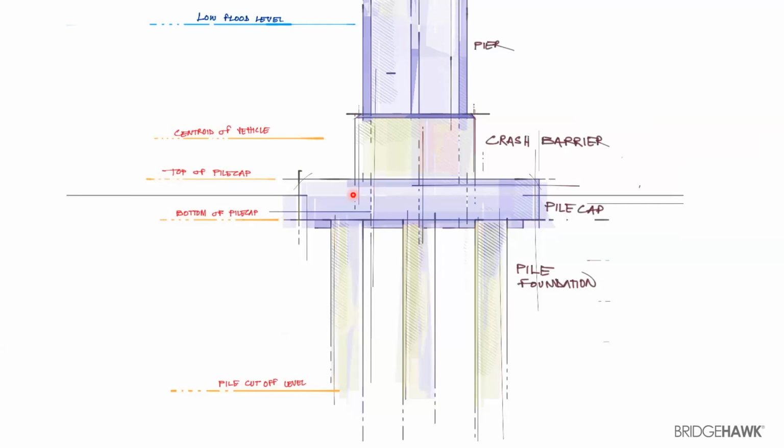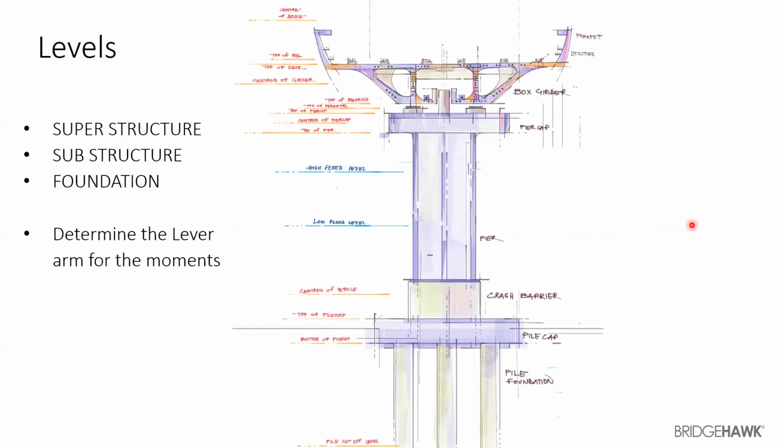This is the top of pile cap. If we have pile caps, then if you're designing a pile foundation, then this level is very important. Bottom of pile cap and the pile cutoff level. Pile cutoff level is basically that point at which the pile is going to stop. Okay. So this was just a quick glimpse of the levels.